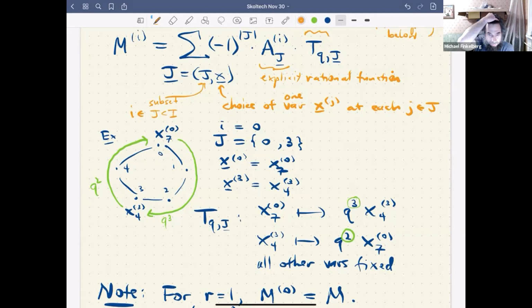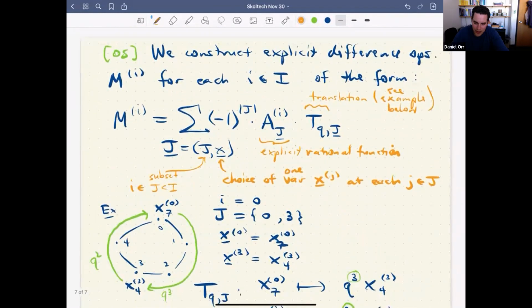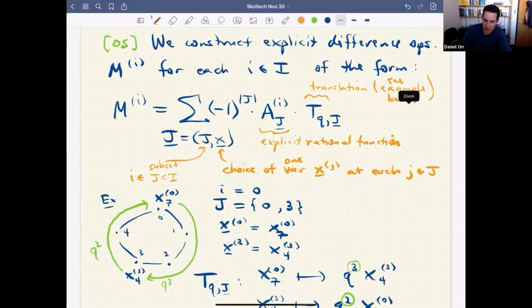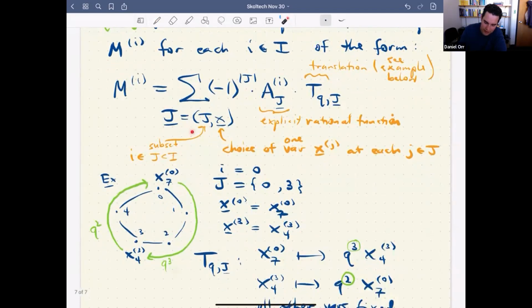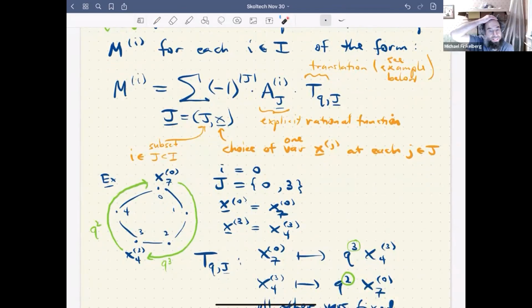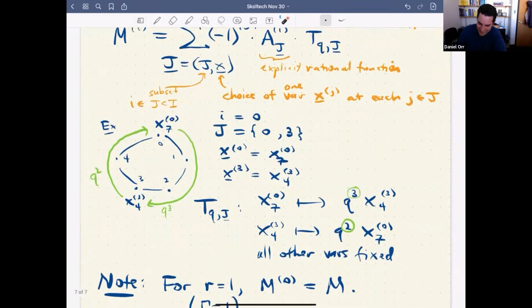No. I'm confused. But for usual Macdonald operators, you could have capital N many variables, right? And here you only can have gamma many variables, not more. Any number of variables. This choice of one variable that I'm talking about is just for this translation. Like in the Macdonald operator, you have T Q X K. So this is T Q for some choice of variables, but it's a sum over all choices. I see. Sorry. Thank you very much. Okay. Thank you for the question.